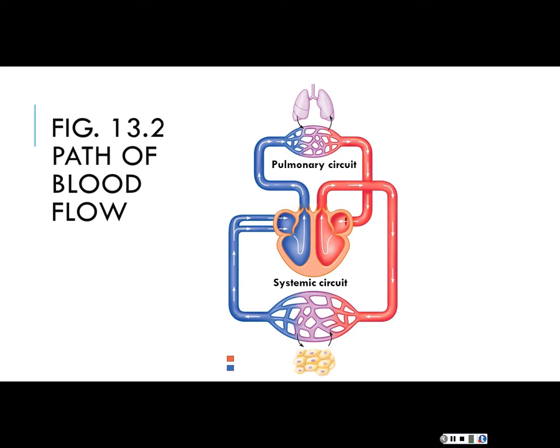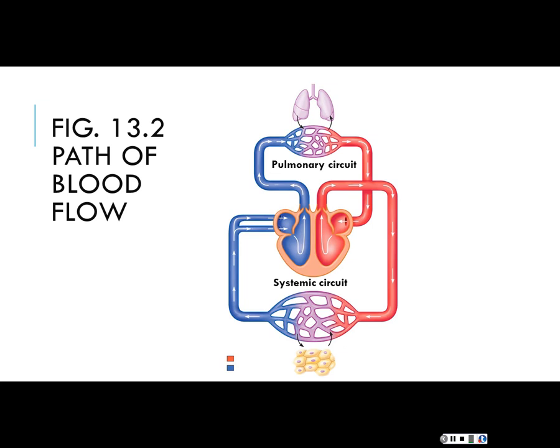Our other functional circuit is the systemic circuit, which is where? The body. So everywhere else, not the lungs. For gas exchange, or if it's endocrine glands, picking up hormones, dropping off whatever, okay, we're body systems. The rest of the body receives systemic circuits.